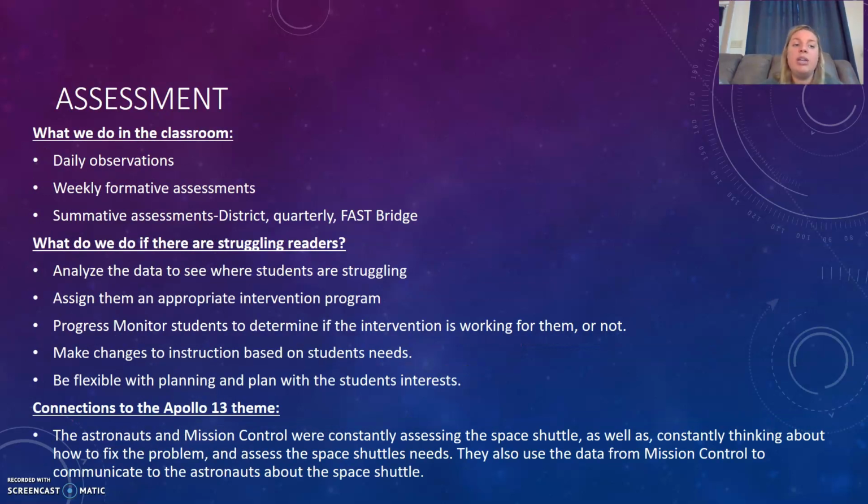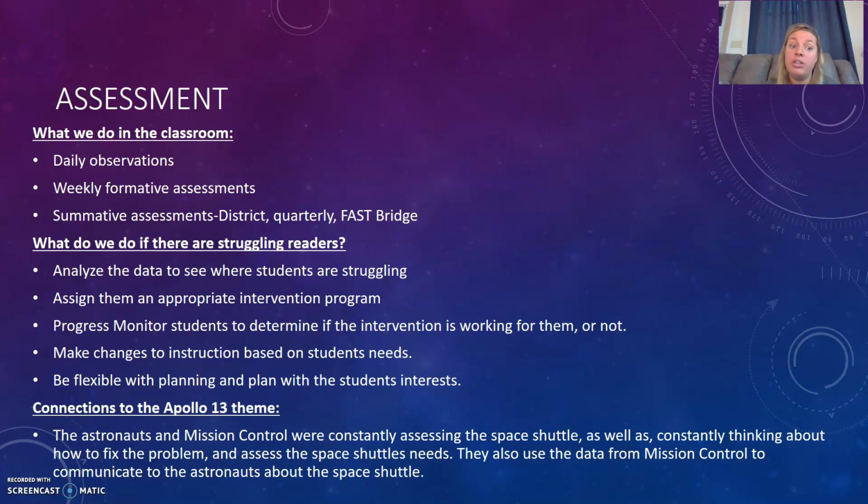Moving on to assessment, what do we need to do in the classroom? Well, we do daily observations. We make daily observations about our students every day. We use weekly formative assessments to understand where their learning is at and where it is progressing. We use summative assessments, which are the district quarterly assessments, as well as the FastBridge assessments throughout the whole year to determine if students are on grade level.